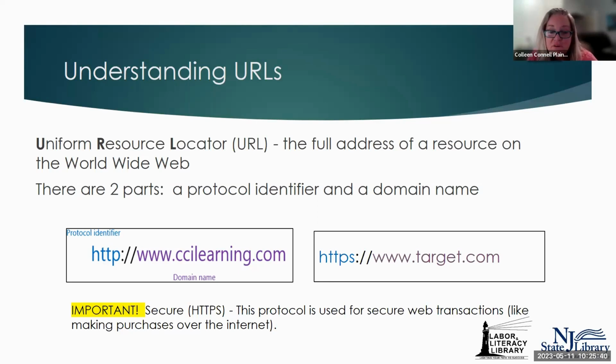HTTP secure would be HTTPS, which you can see in the example on the slide for the target domain name URL. HTTP with an S is used for secure web transactions, like making purchases over the internet, such as on Amazon, where I think we're always shopping.